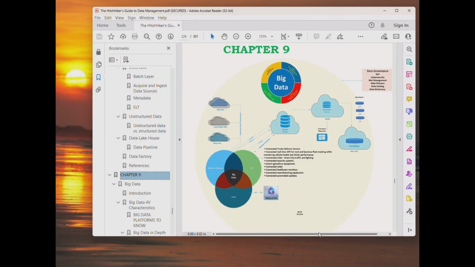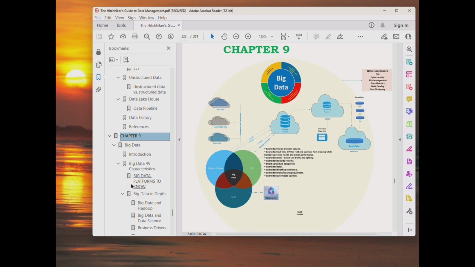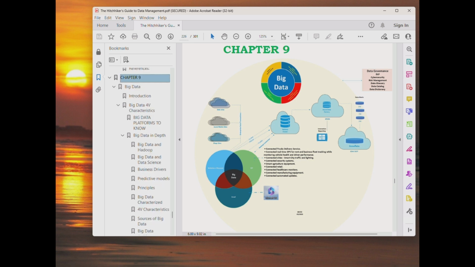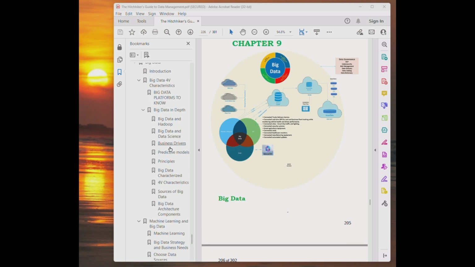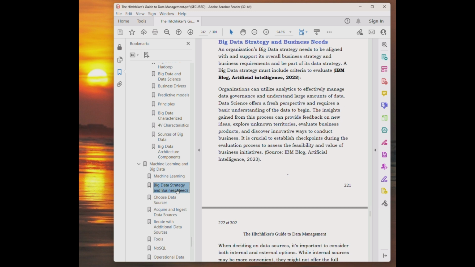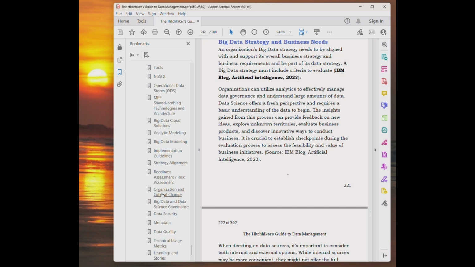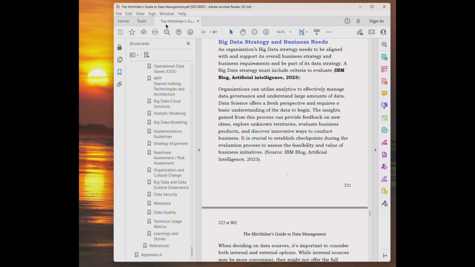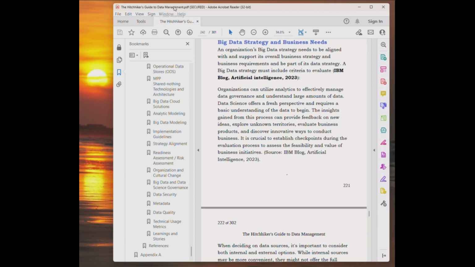Now, Chapter 9 contains excellent coverage of big data relationships. You'll learn about the four characteristics of big data, as well as Hadoop and its impact on big data. Additionally, you'll gain insight into how big data can be used to address business needs and strategies. The chapter also delves into various tools used with big data, as well as the importance of big data modeling. Lastly, you'll learn about data security and metadata and how they're used to support big data initiatives.